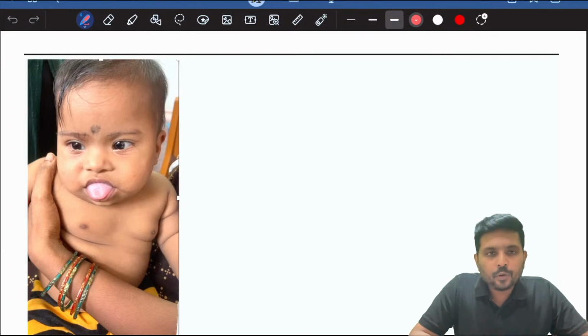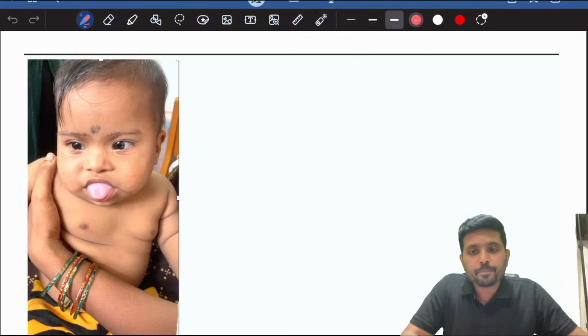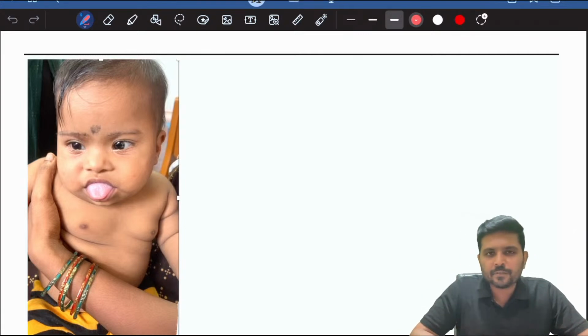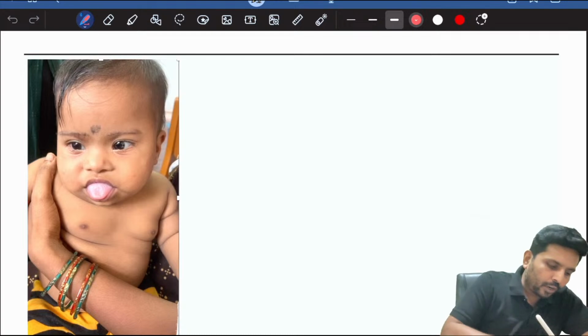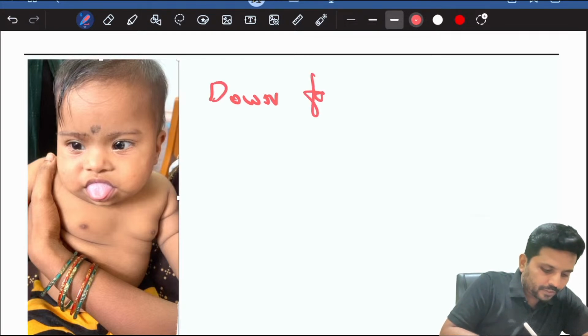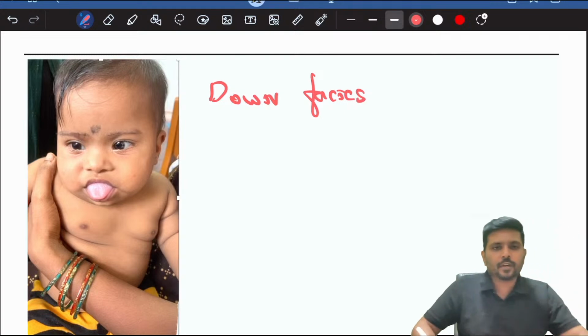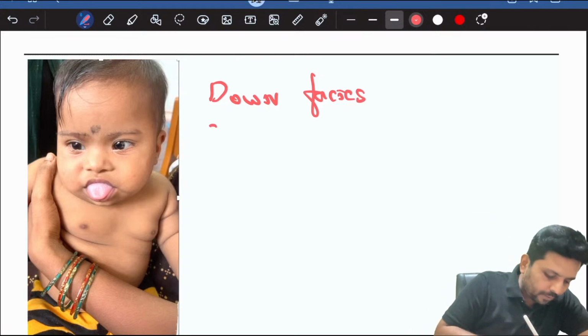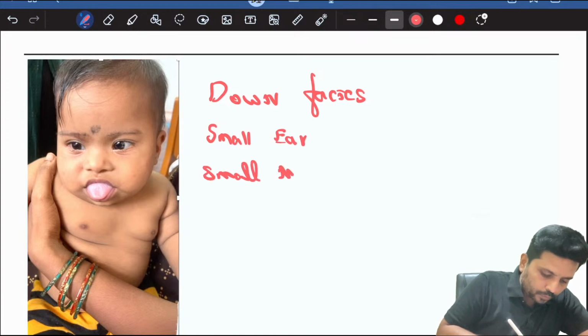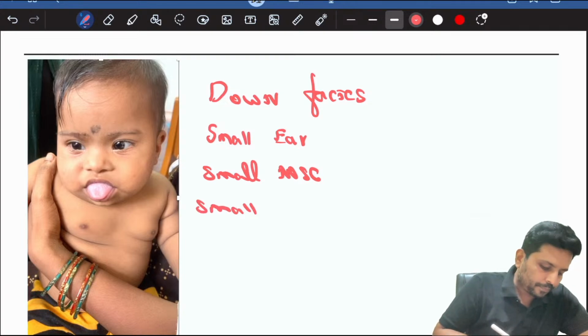So we are going to look into these images, and these images are going to give the perfect diagnosis. What is this face called? Yes, you are correct. This is nothing but Down's facies. What are all the features of Down's facies? They have small ears, small nose, as well as small mouth.